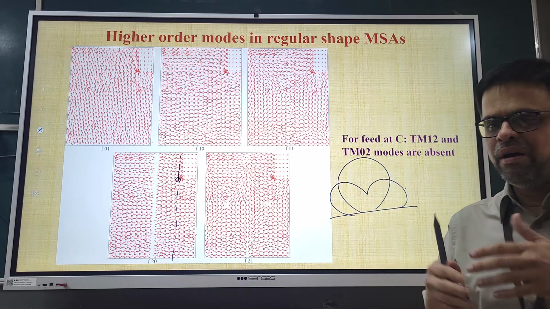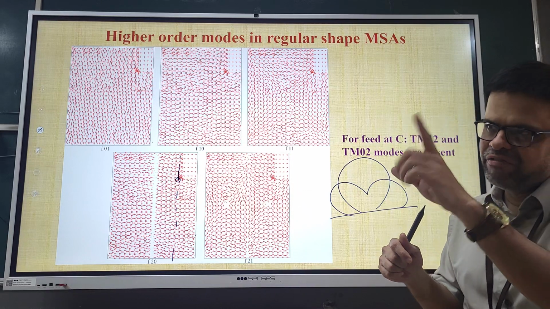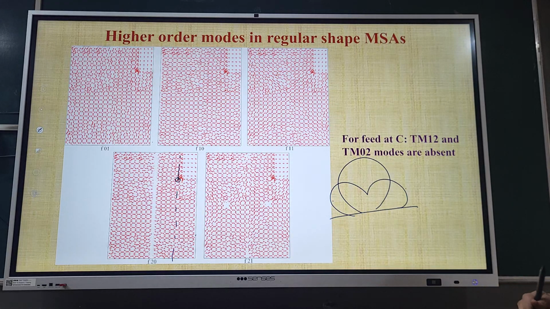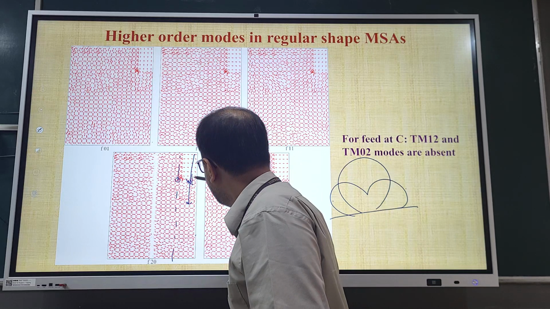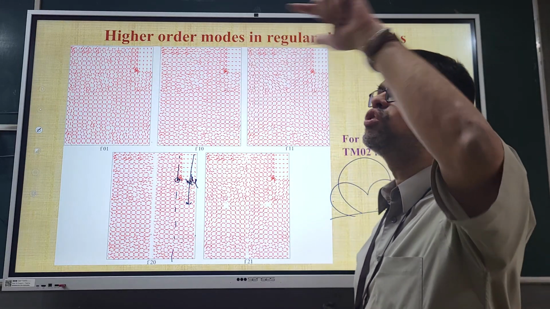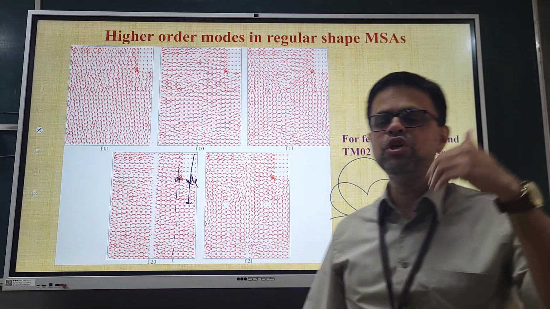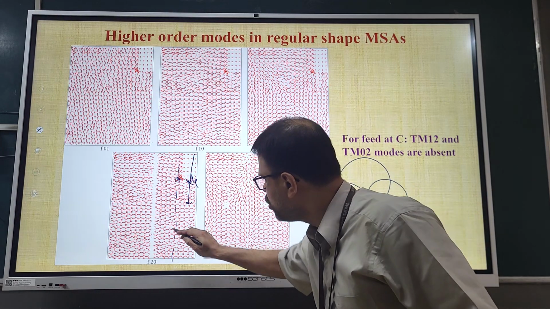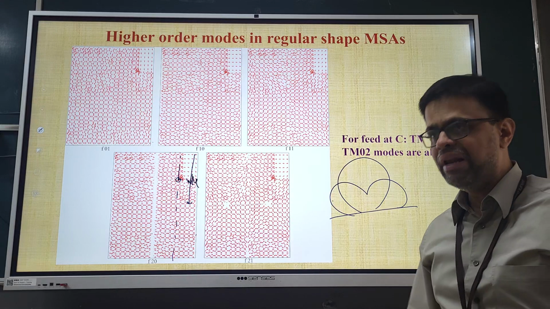One important rule is that a mode will be blocked if you put the feed point location at a null feed point of that mode. If you are not putting it there, then that mode is bound to get excited. If I put a feed point location along W by 4 from the center, then the TM02 mode also will get blocked. It will not get excited. Why? Because here the TM02 mode will have maximum current. So you put it here or you put it here, the TM02 mode will not get excited. But other higher order modes will come.